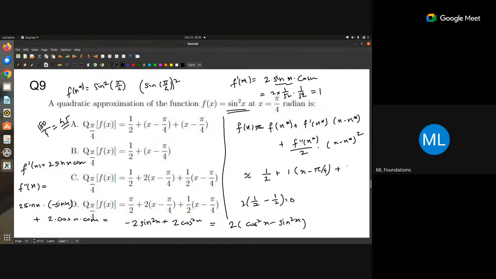I think it's correct. So if I write this approximate equation, f of x will be approximately equal to 1 by 2 plus x minus pi by 4. You can check which is the correct answer. Just look at this once and see if it is correct or not. Okay, so let's go ahead.